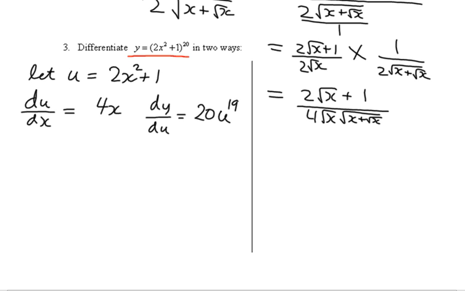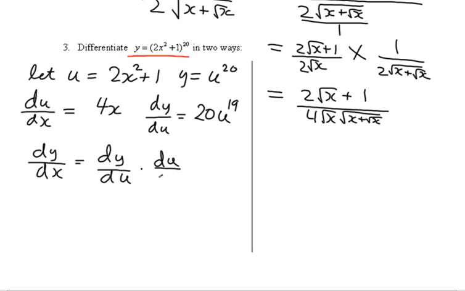Therefore, up here you could also write y in terms of u. I didn't do that part, but y equals u to the 20th. So dy du is simply this. So let me remind you of the formula. Dy dx, what is it equal to? Dy du multiplied by du dx. It's a very simple formula.